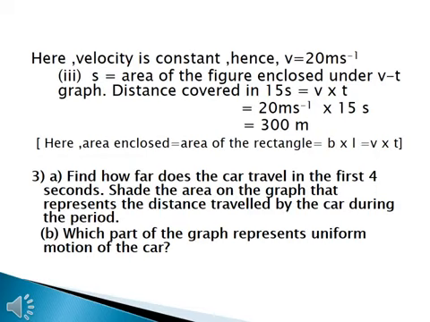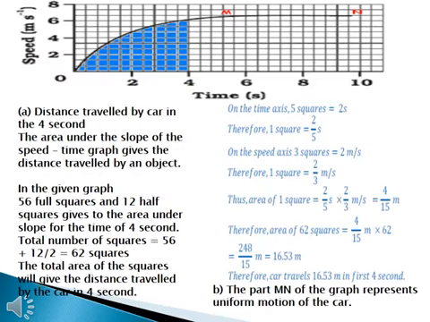The third question is A. Find how far does the car travel in first 4 seconds. Shade the area on the graph that represents the distance traveled by the car during the period. B. Which part of the graph represents uniform motion of the car? See the shaded region in this graph. What does it represent? It gives the distance traveled by the car in the first 4 seconds.